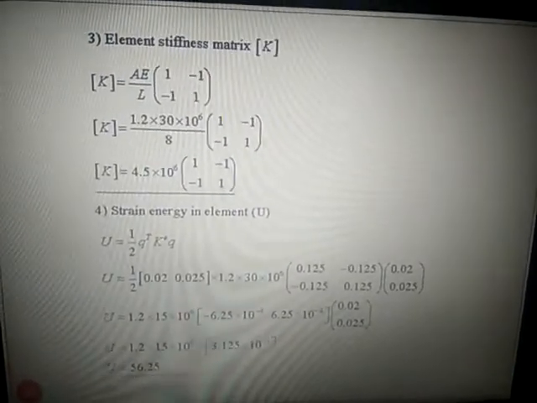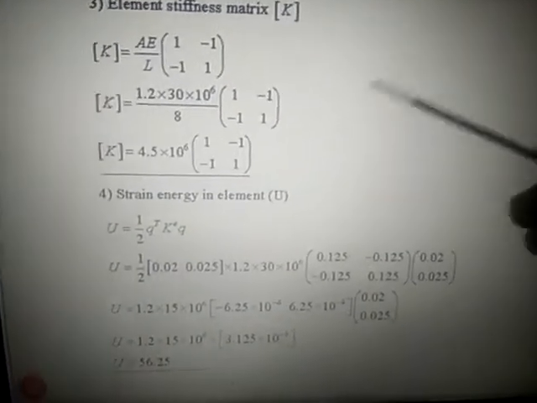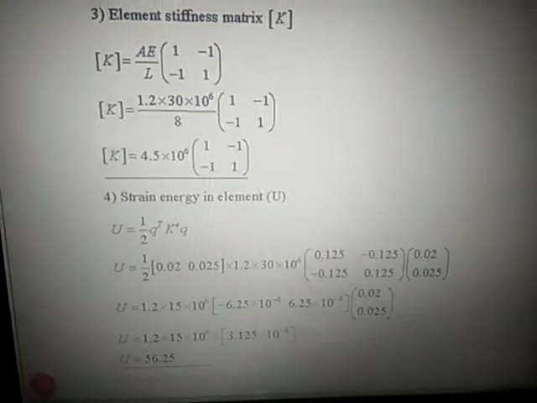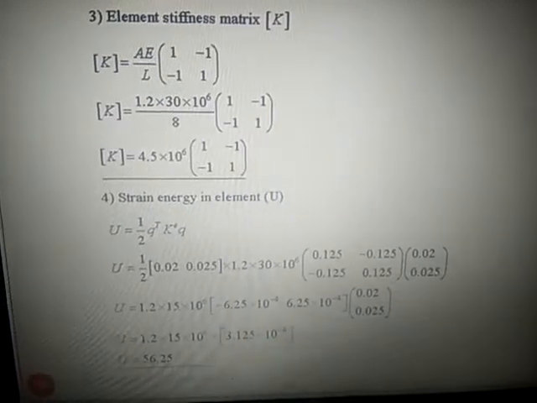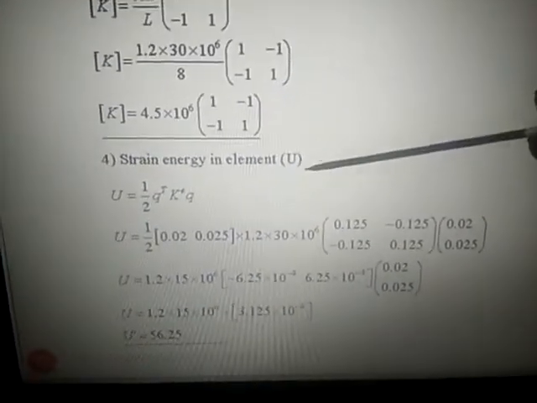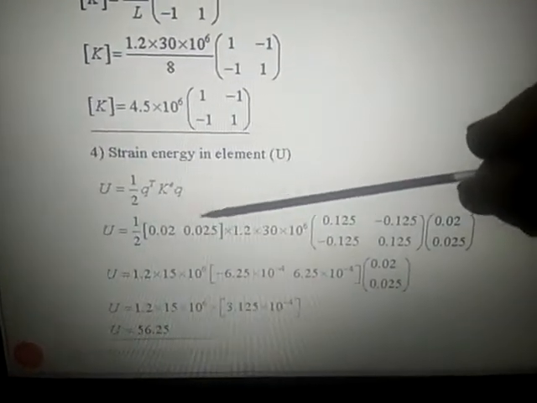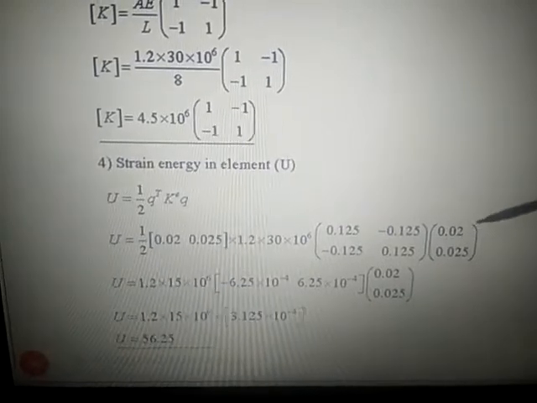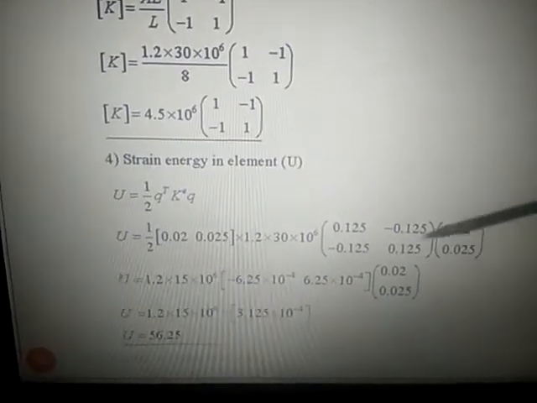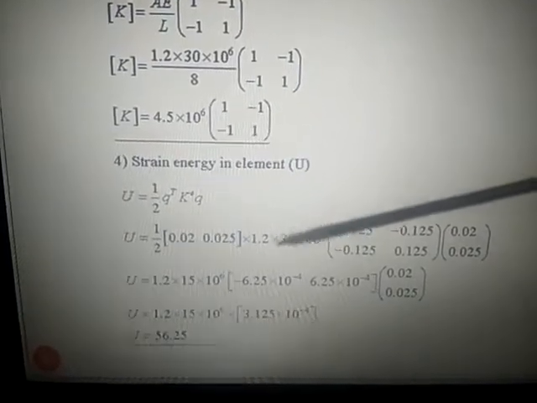Element stiffness matrix I am showing here. This is a standard one: AE by L times [1 -1; -1 1]. K is equal to, put all the values and you get the value 4.5. Strain energy is very important: half into Q transpose KQ. Half, and Q you know is 0.02, 0.02. Transpose it, rows into columns, columns into rows. In between is K. You simplify this, you get 56.25.